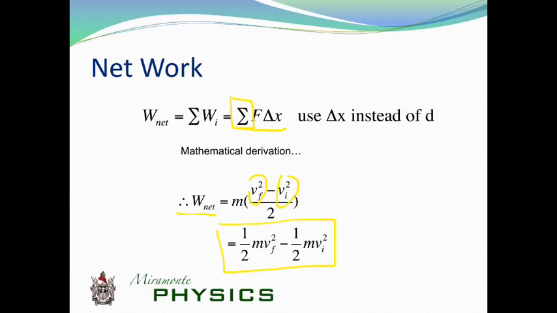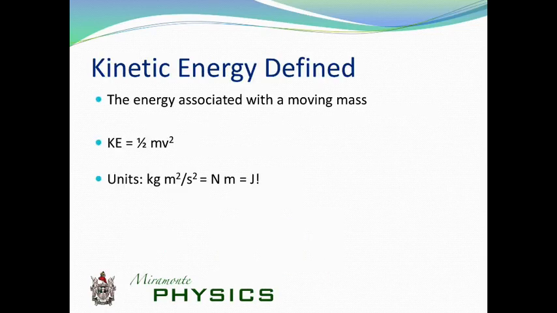This is a really famous expression, at least if you isolate this idea of 1/2 mv squared. That's a really important concept. What we say is that this represents the change in kinetic energy. Specifically, kinetic energy is represented by this value right here. Kinetic energy is defined as the energy associated with a moving mass. So KE is 1/2 mv squared. Units, if you work it out: mass in kilograms times meters squared per second squared gives you newton meters, or joules. So we get energy units just like we did with work.